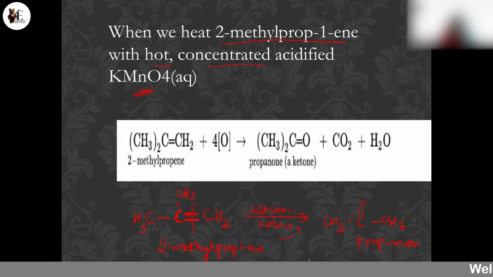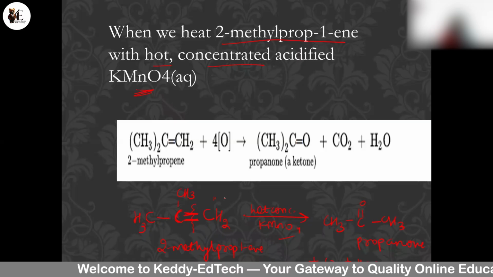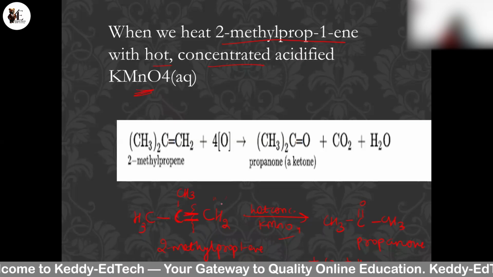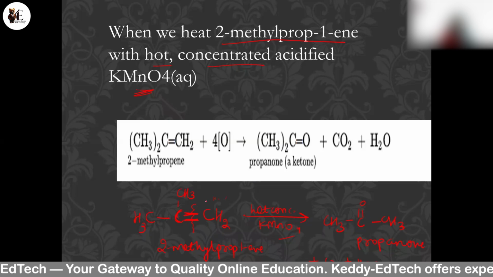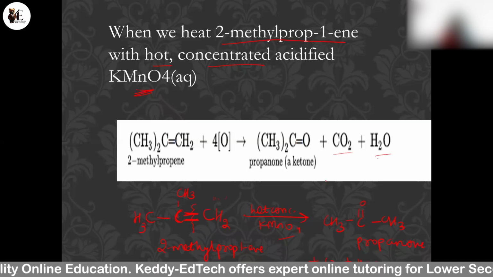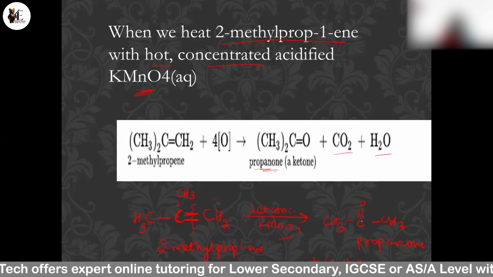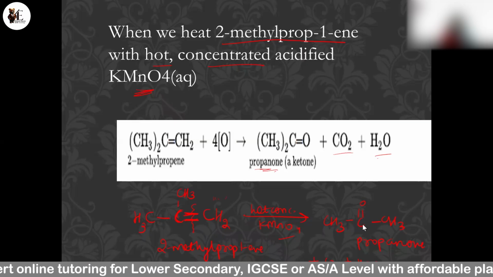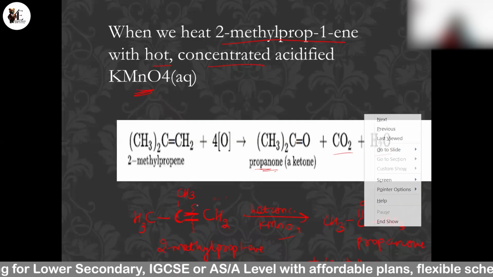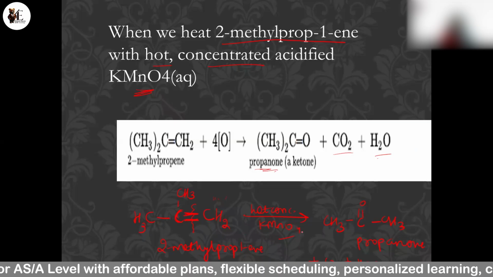Plus we have CO2 plus H2O. Because here also oxygen will add, it will become HCHO. Then CO2 will liberate out and H2O will liberate out. But your product will be propanone. So there are 2 alkyl groups, and if there are 2 alkyl groups, the product is propanone. You cannot further oxidize it. If there is only one alkyl group, then you can further oxidize it, because the product is aldehyde, you can further oxidize it to carboxylic acid.